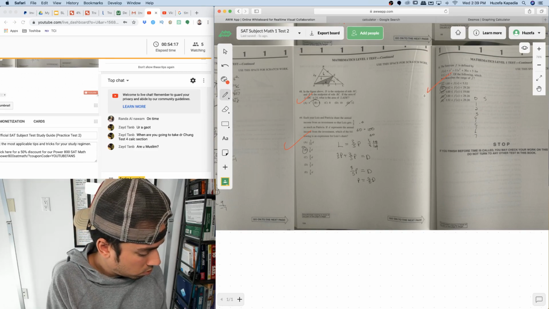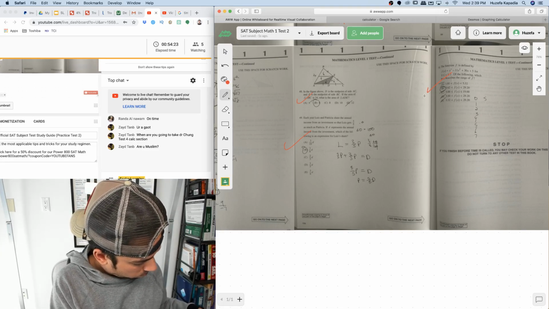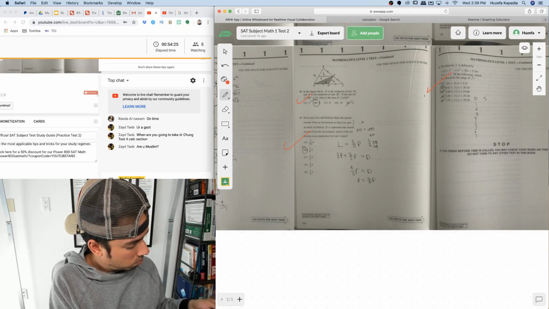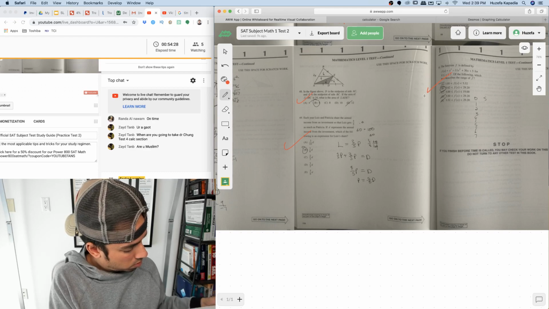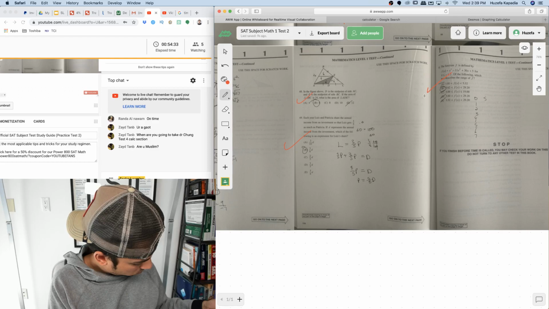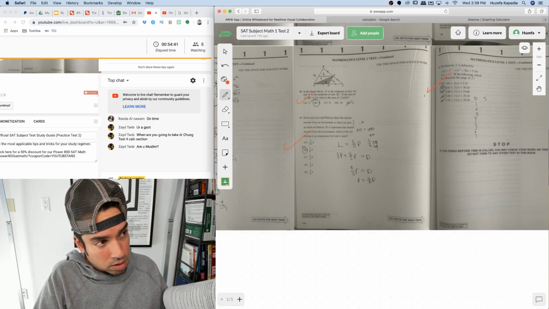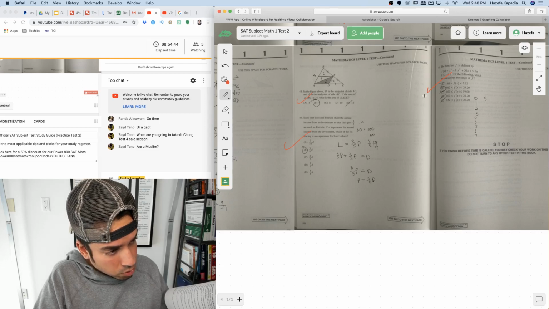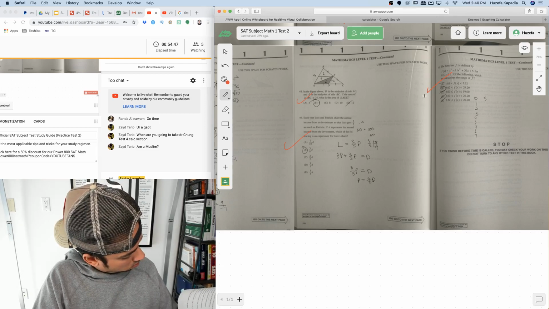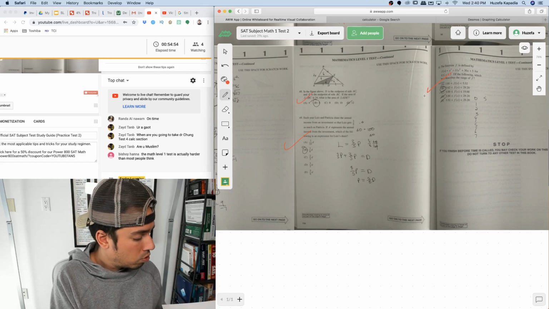I got 3 wrong. Let's just see what the curve is, just out of curiosity. Oops. Where is it? All right, so I think it's 47 minus 0.25 times 3, which is 0.75. So it's 46.25 would be my raw score.